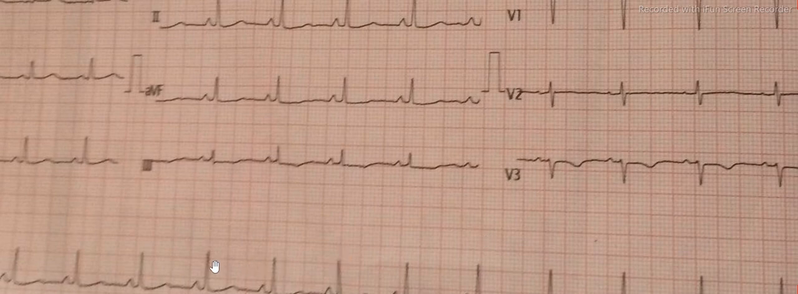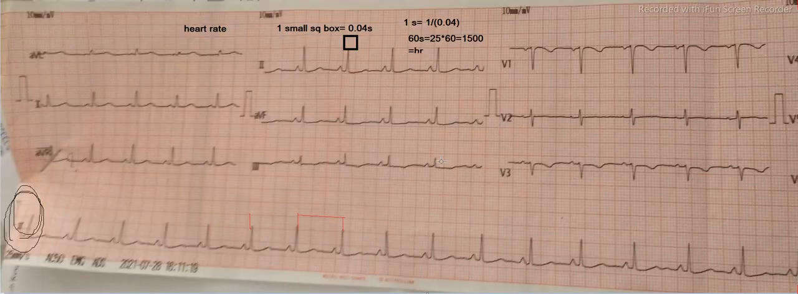So how much will it be? Here to here there are 5, and up to here 10, 15, 16, and 17. Okay, so according to our formula, what does it become? Heart rate is 1500 divided by 17, isn't it? So it will equal how much?